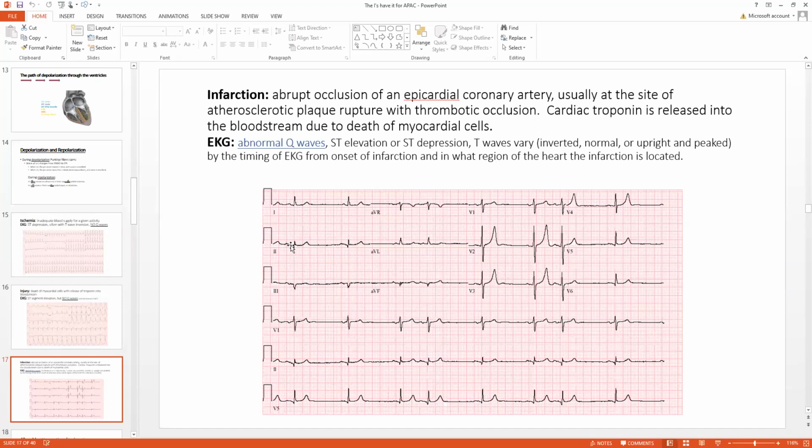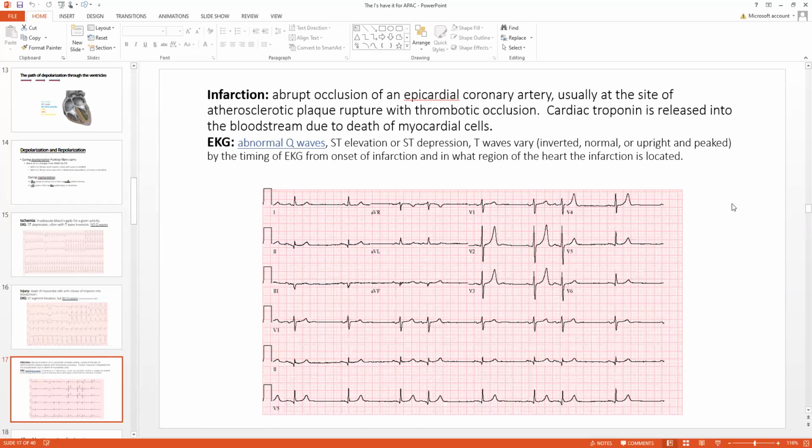So we see Q waves in 2, 3, and AVF. And we see early R wave progression in V1 and V2. Usually it's not until V3 where the R wave exceeds the S wave, but this is a posterior infarction. So this is a remote inferior posterior infarction.